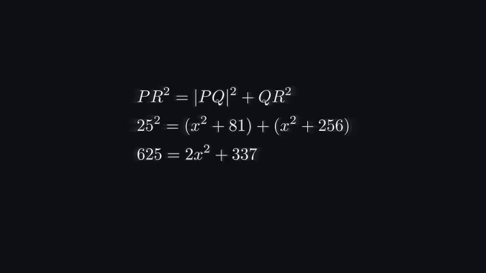Start with Pythagoras theorem. PR squared equals length of PQ squared plus QR squared. Substitute the known side lengths. 25 squared equals X squared plus 81 plus X squared plus 256. 625 equals 2X squared plus 337. 625 minus 337 equals 2X squared.